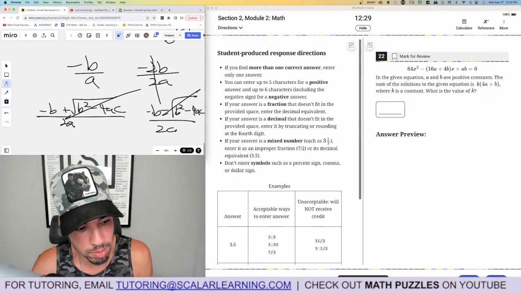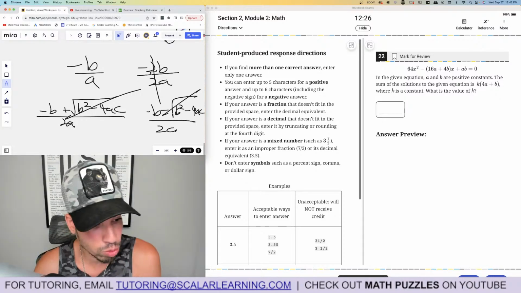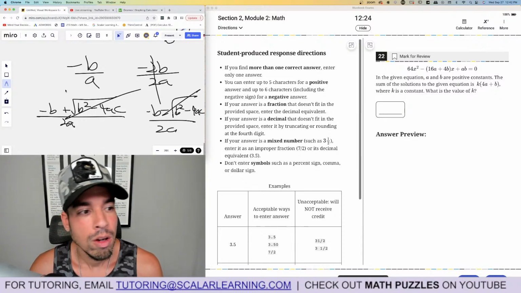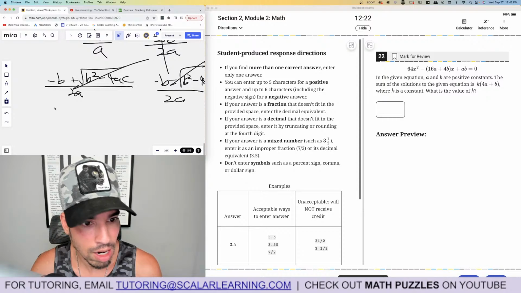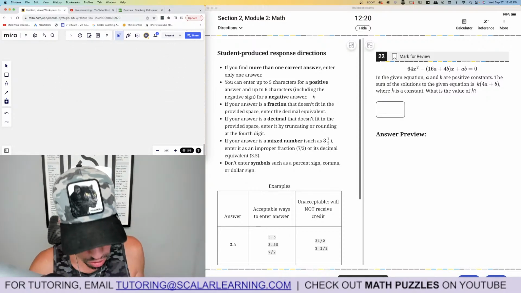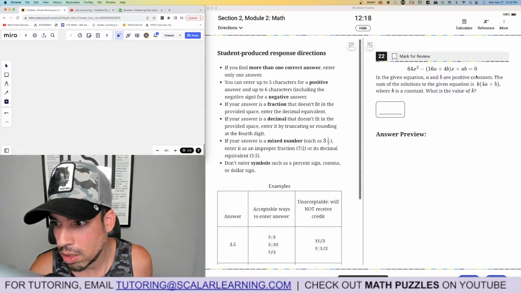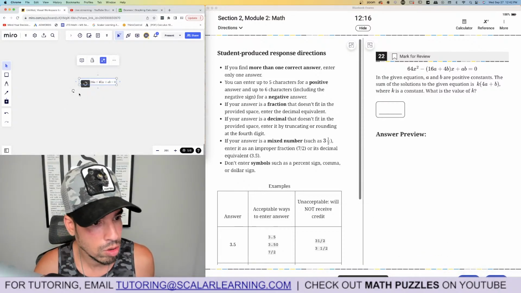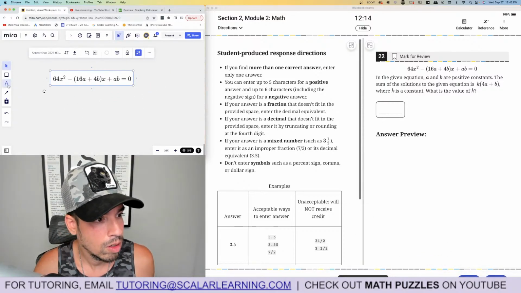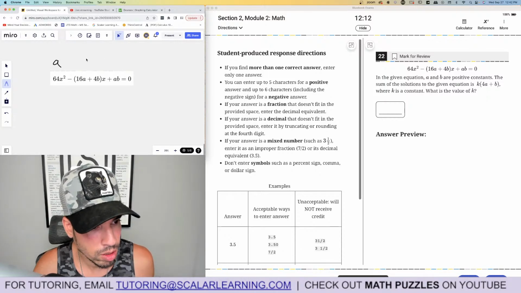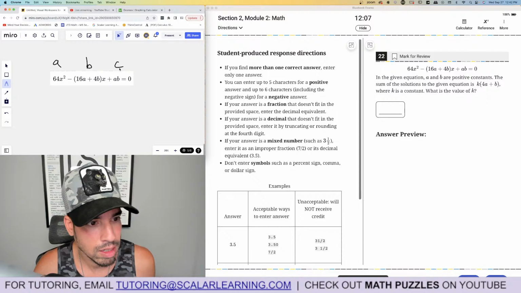And you don't need the formula if you just want to calculate the solutions, which you can do, which would be a pain, but it's a really nice shortcut, and they test it all the time. Okay, so let's bring this over here, and I'm going to label this with the A, B, C so you know what's what. So this is A in front of the x squared. This is B, which is negative 16A over 4B, and that's C, AB.